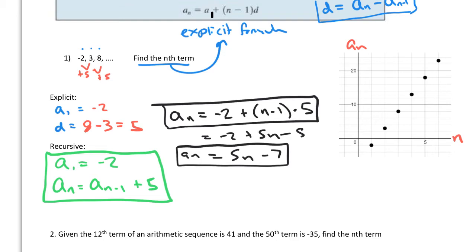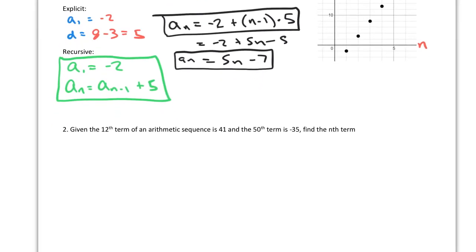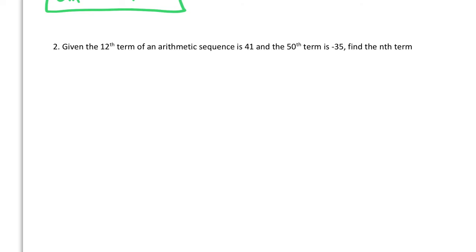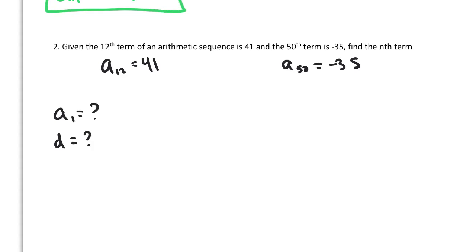All right, number 2. Given the 12th term of an arithmetic sequence is 41 and the 50th term is negative 35, find the nth term. Another way those could be written is a sub 12 equals 41 and a sub 50 equals negative 35. Find the nth term. Well, same thing. If I want to find the explicit formula, I need a first term and I need a common difference. Well, I could list this out and just try to figure out how much it would take to get from the 12th term to the 50th term. But we know it's the same amount every time.